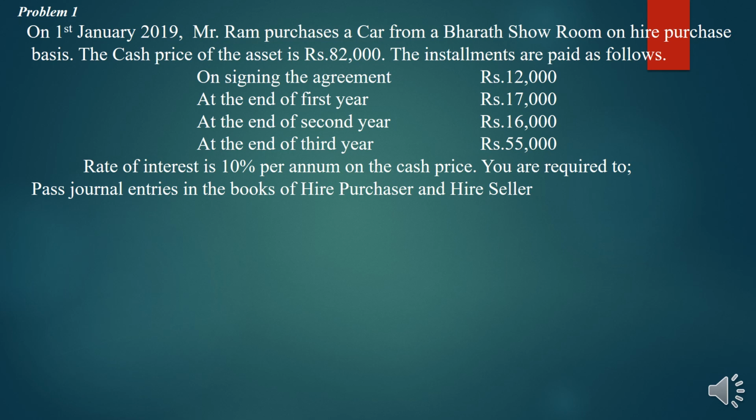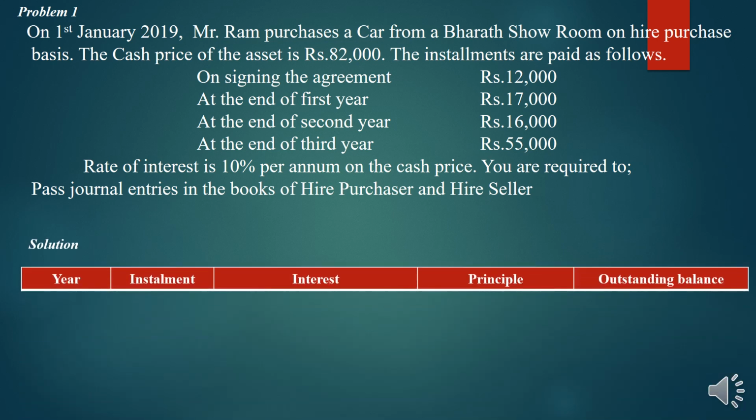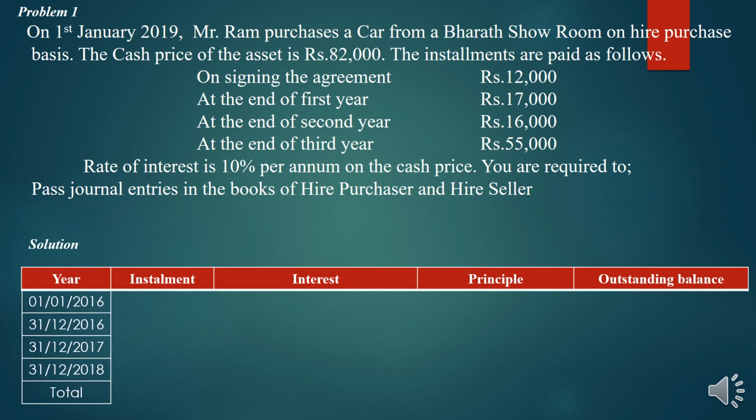Before passing the journal entries, we have to do this working note wherein you find out the principal amount and the interest amount for each year. Now we have a table consisting of 5 columns. These are the years. On 1/1/2016 we make the down payment of rupees 12,000. It doesn't carry any interest, so the principal amount is 12,000. After making the down payment, the remaining outstanding balance becomes 70,000.